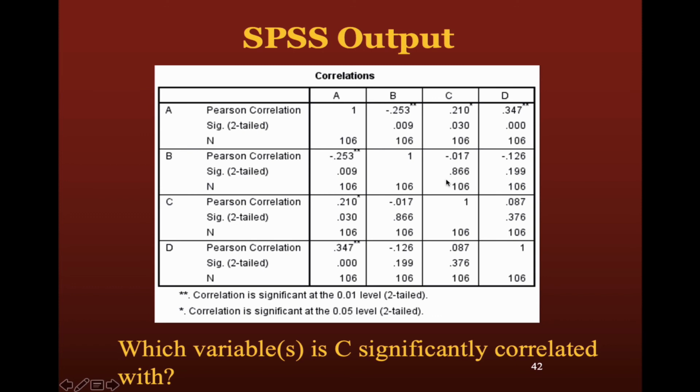If we go to C and B, the p-value now is 0.866. So that's nowhere near 0.05. So therefore, that correlation is not going to be statistically significant. And then if we jump down to C and D, we have a p-value of 0.376. Again, that's nowhere near 0.05. So therefore, C and D is not significant. Only C and A are statistically significant.